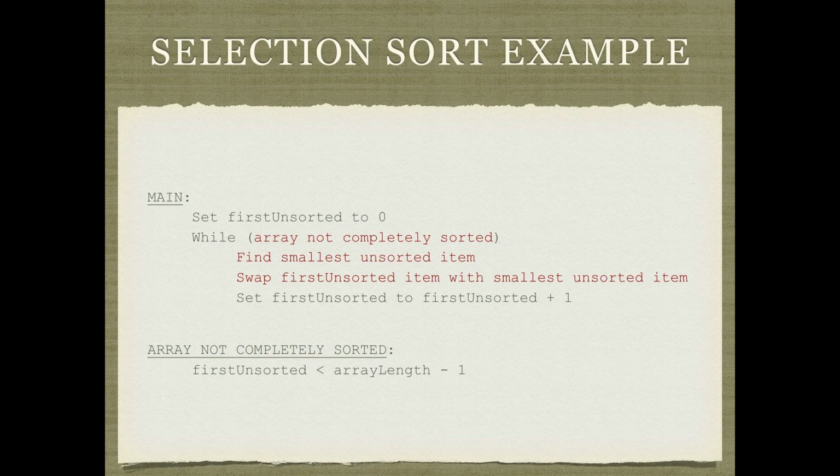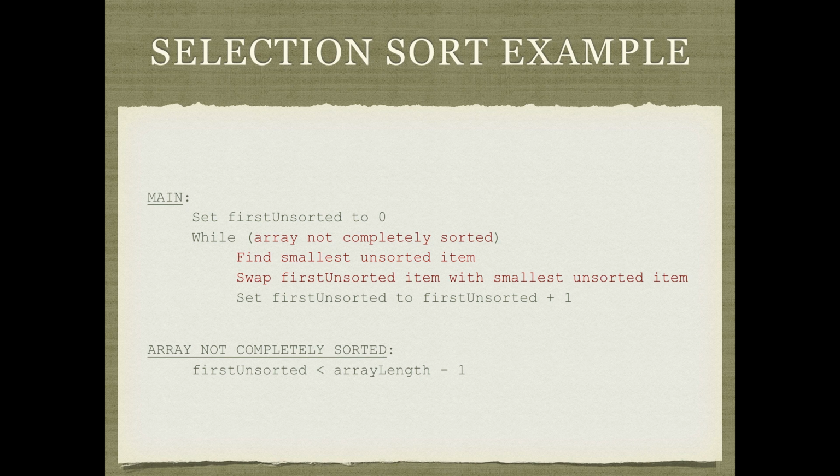So while the array has not been completely sorted yet, while there are still items to sort, find the smallest unsorted item and then swap it with the first unsorted item, and then increment the unsorted marker to the next item in the array. So basically what that means is when the first unsorted marker gets to the last item in the array, length minus 1, that means that we've made it to the end of the array.